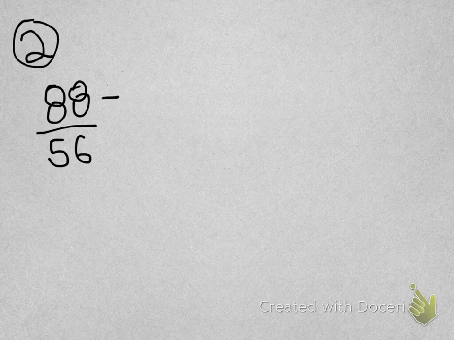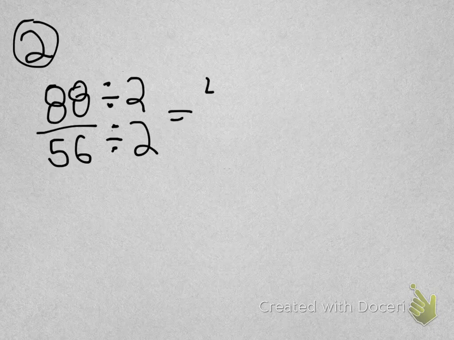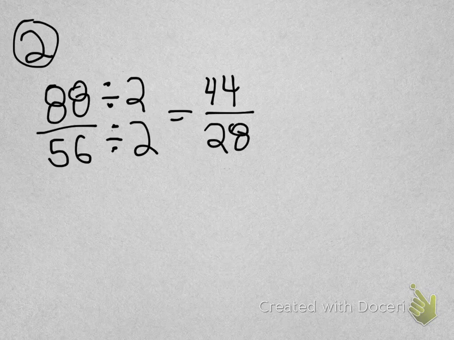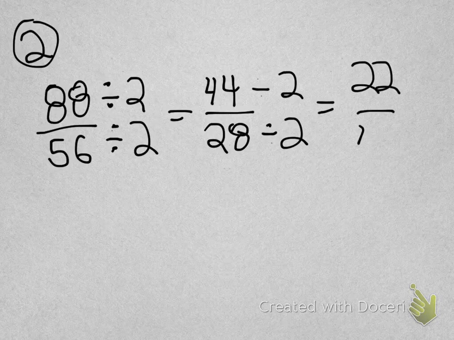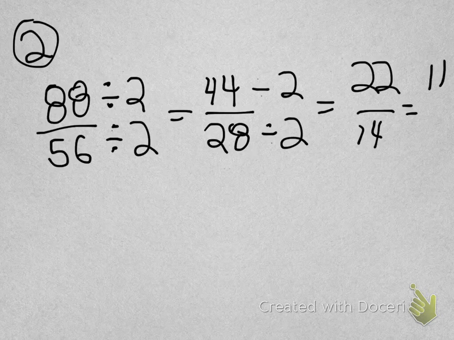So we can divide by 2 and divide by 2. There should be division symbols. Okay, so 88 divided by 2 is 44. 56 divided by 2 is 28. We look at that, and both of those numbers are still even. So we can divide by 2, and that gets us 22 over 14. Once again, still even, so we divide by 2 again, and we get 11 over 7.